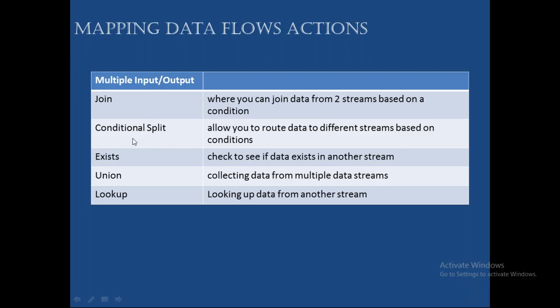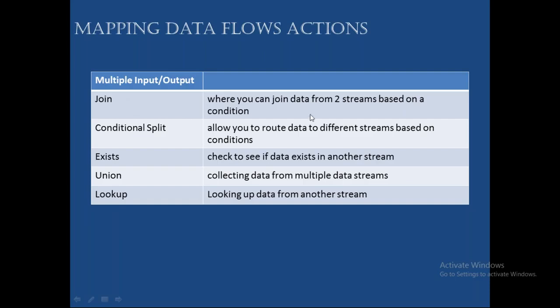Conditional split will give you two outputs. It requires a single input, but it will give two outputs. Exists, whether you are getting data from multiple inputs or whatever, will just check whether data is available in multiple inputs or not. Union, same, it requires multiple inputs. Union may take as many inputs as you want, because it's just going to combine all the inputs. Lookup, again, if you want to look up onto your input, you are able to look up onto your input data.